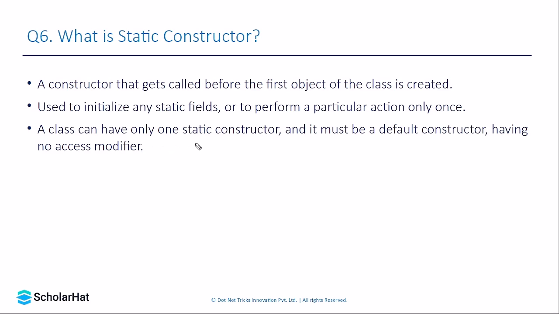Now there are three questions that can be asked around this particular statement. How many static constructors can a class have? A class can have only one static constructor, and that should be default only. We cannot have a parameterized static constructor. A static constructor should be default only, and it should have no access modifier.